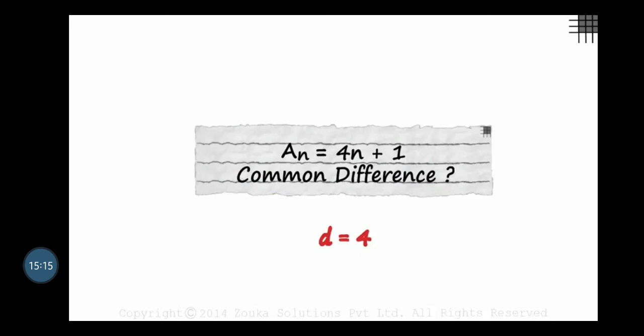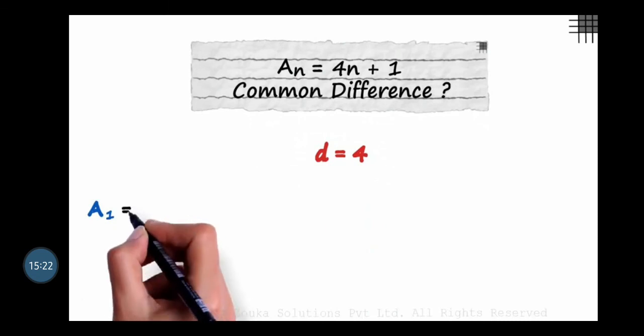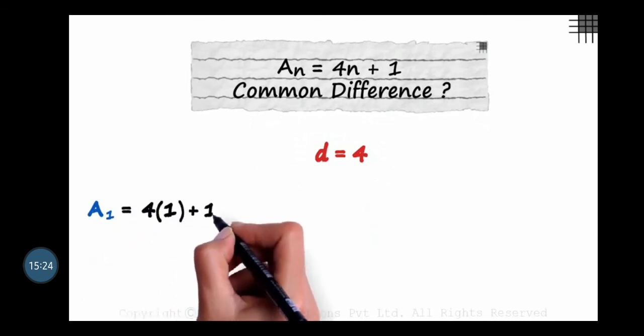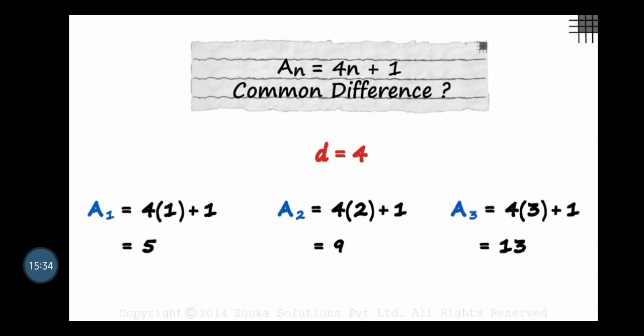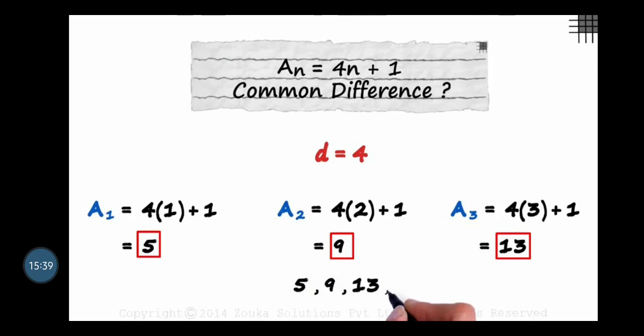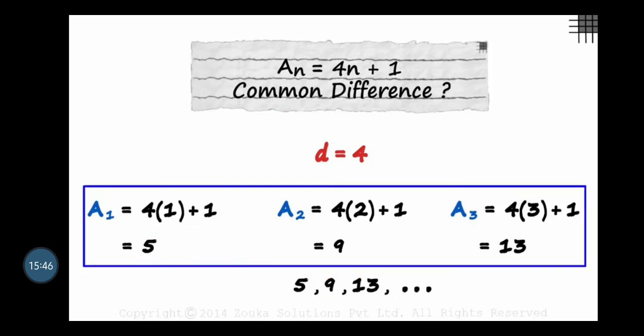Another way in which we can find the common difference is by finding the first few terms. The first term will be a1. Its value will be 4 times 1 plus 1, that is 5. The first term of this sequence is 5. Similarly, the second term will be 9 and the third term will be 13. The sequence will be 5, 9, 13 and so on. And you can see that the common difference is 4. But in your competitive exams, this method would be too time consuming.